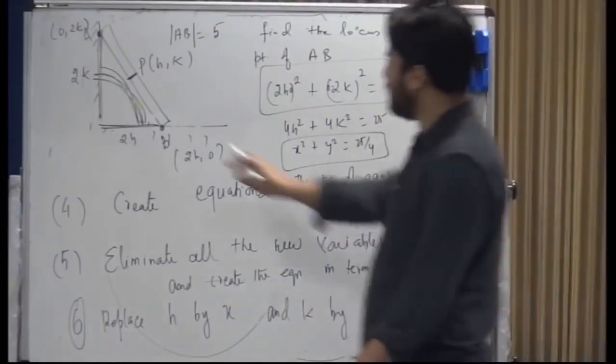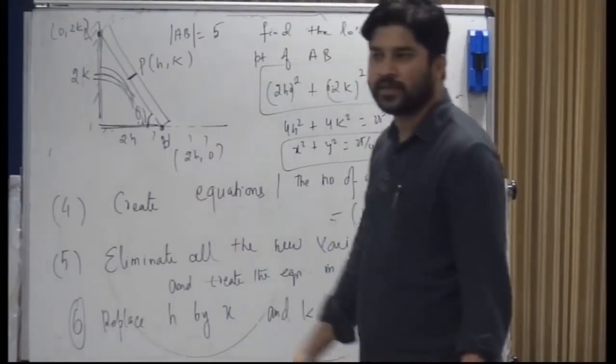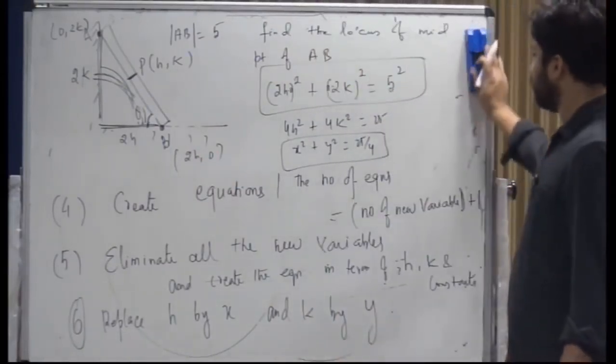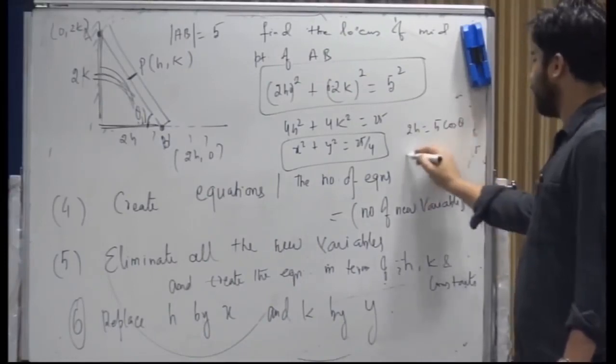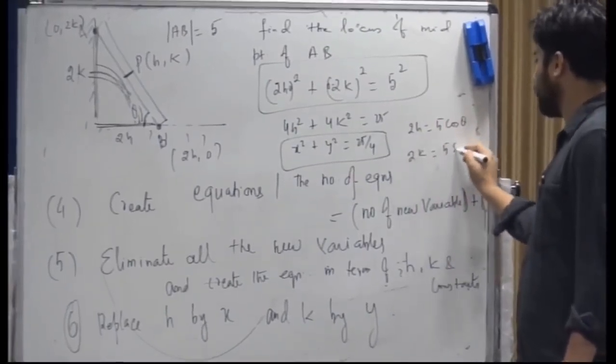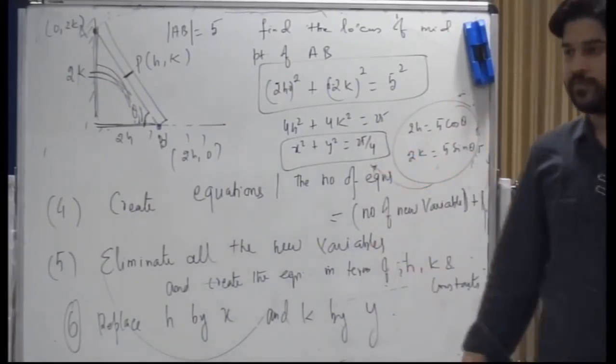Some students say, sir, why not introduce a variable? Okay, I'll call it theta. So I can say 2h is 5 cos theta and 2k is 5 sin theta, which will also result in the same equation, right or wrong?